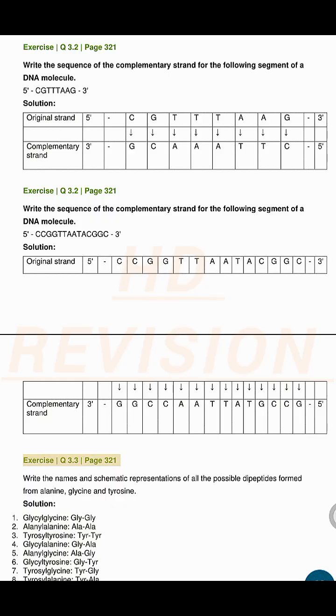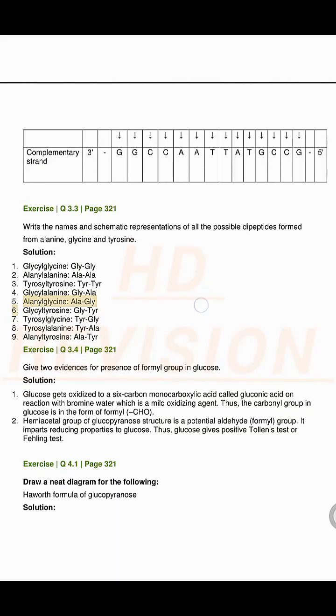Exercise Q3.3, page 321. Write the names and schematic representations of all the possible dipeptides formed from alanine, glycine and tyrosine. Solution: 1. Glycylglycine, Gly-Gly. 2. Alanylalanine, Ala-Ala. 3. Tyrosyltyrosine, Tyr-Tyr. 4. Glycylalanine, Gly-Ala. 5. Alanylglycine, Ala-Gly. 6. Glycyltyrosine, Gly-Tyr. 7. Tyrosylglycine, Tyr-Gly. 8. Tyrosylalanine, Tyr-Ala. 9. Alanyltyrosine, Ala-Tyr.